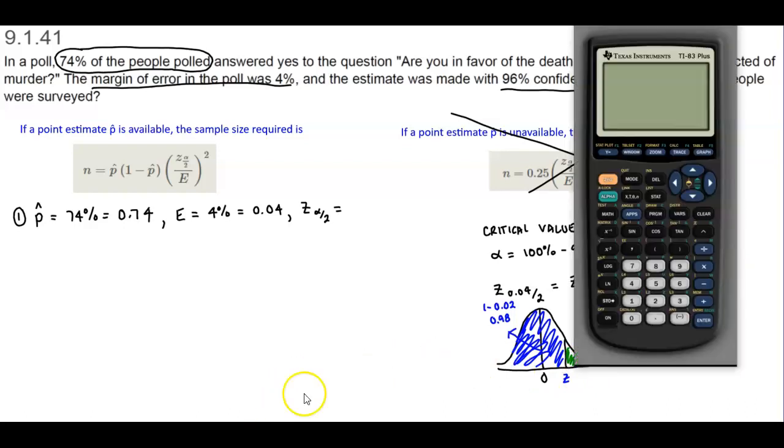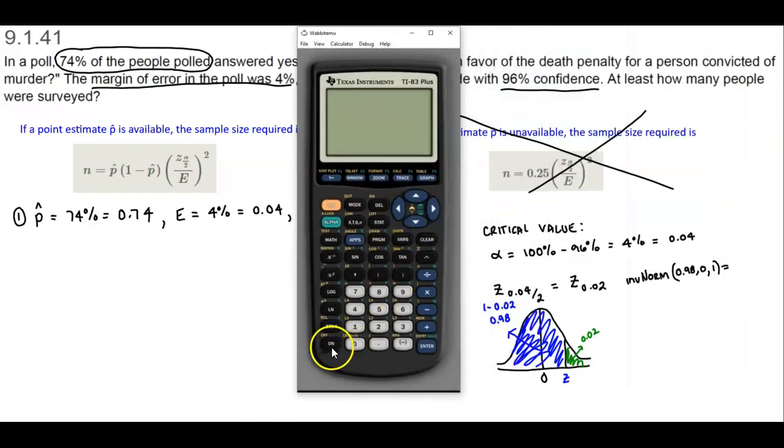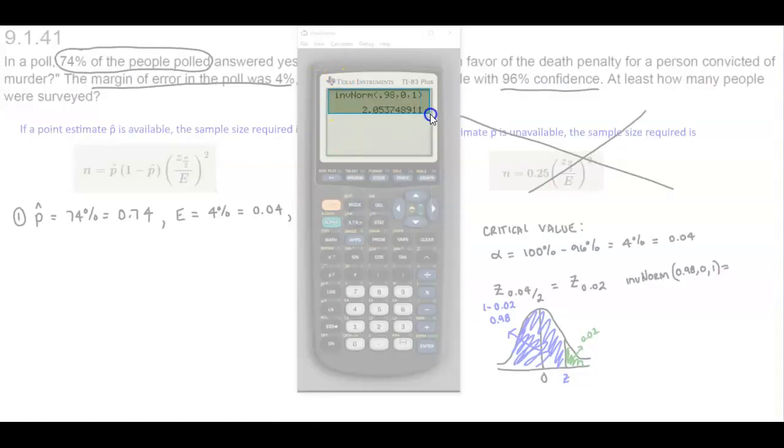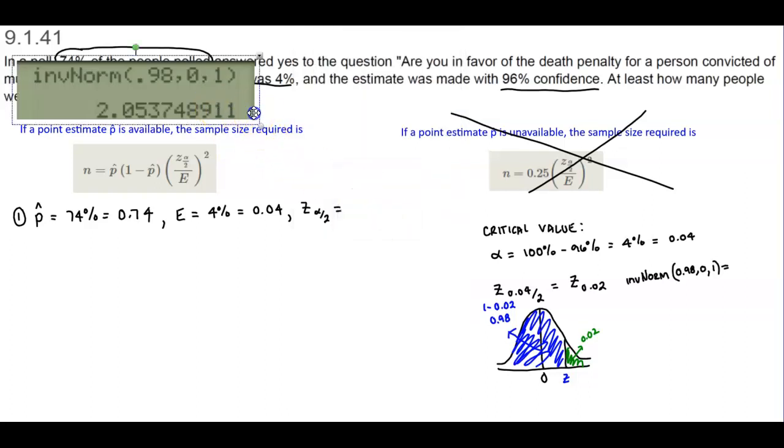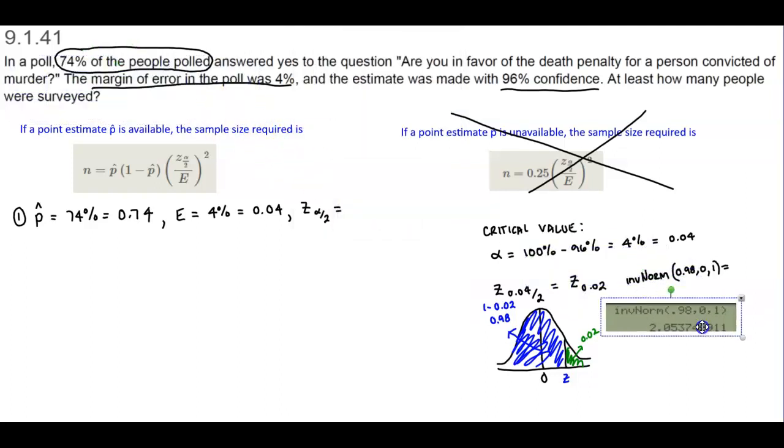So let's go ahead and do that in our calculator. Second distribution, we go to INV norm. We know that our area is 0.98, our mean is 0, and our standard deviation is 1. So let's copy that down. Therefore, we get a z-score rounded to 2 decimal places of 2.05, or the critical value of 2.05. So we know that's what z alpha divided by 2 equals.